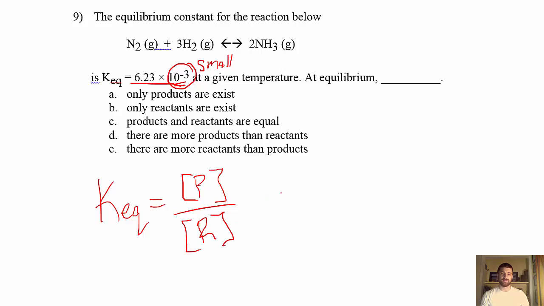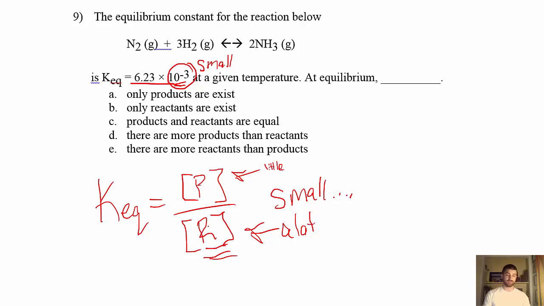Well, let's think about this. If it's small, then we must have a lot of whatever's on the bottom and only a little of whatever's on top. So we got more reactants than we do products. So which option is consistent with that? E. There are more reactants than products.